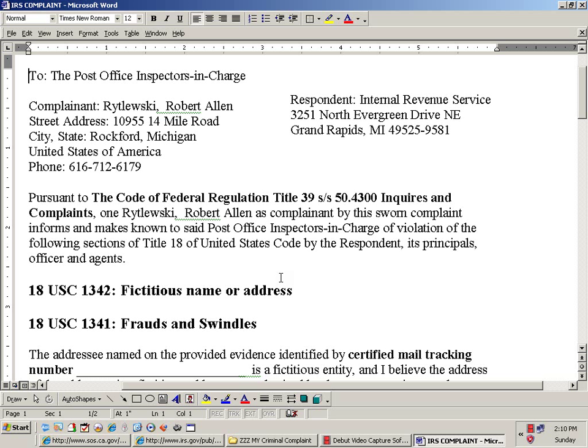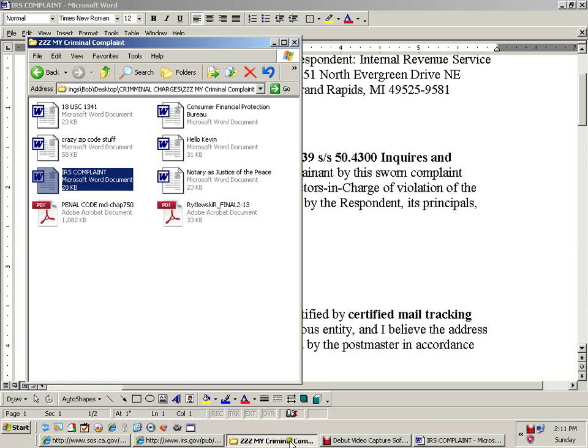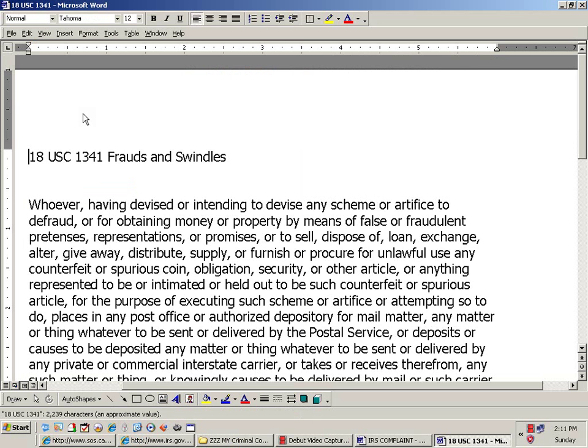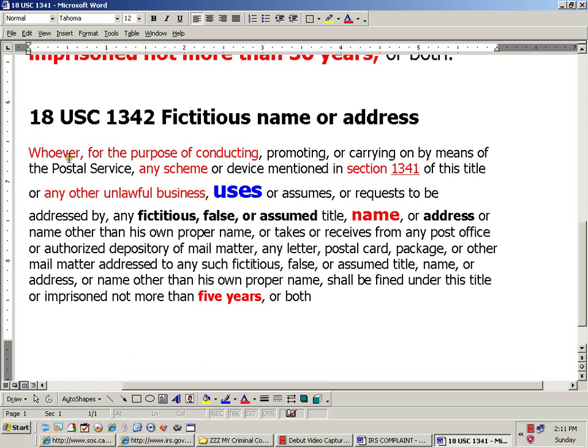Rytlewski Robert Allen, as complainant, by the sworn complaint, informs and makes known to said post office inspectors in charge of violation of the following sections of Title 18 of the United States Code by the respondent, its principals, officers, and agents. Particularly 18 U.S.C. 1342, fictitious name or address, and 1341, frauds and swindles. All right, let's take a look at what those say real quick. Here's the fraud and swindles, but first of all, we got to get them for mail fraud. Okay, so 18 U.S.C. 1342, fictitious name or address.